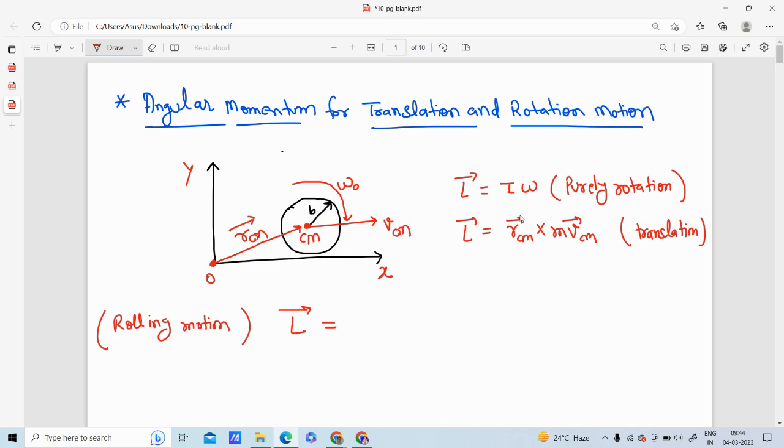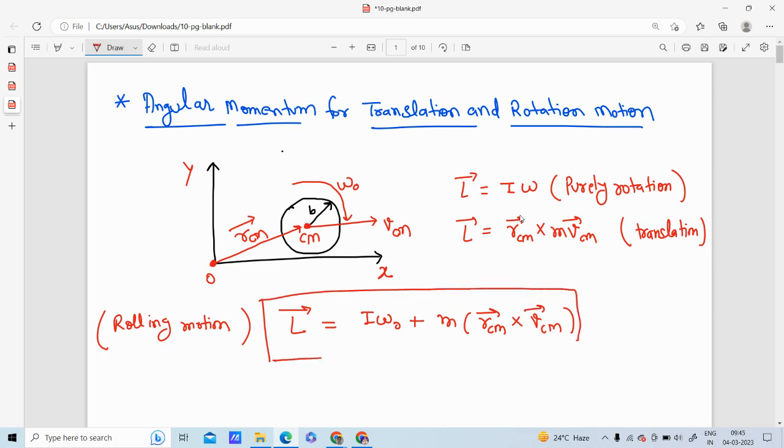So for rolling motion, L vector will be, for purely rotation, I omega naught plus M r, the position vector of center of mass from origin, cross velocity of center of mass in x direction. This way we can write the angular momentum for a pure rotational or translation motion. So we can say this is also a rolling motion in a rolling wheel, so that type we can discuss.